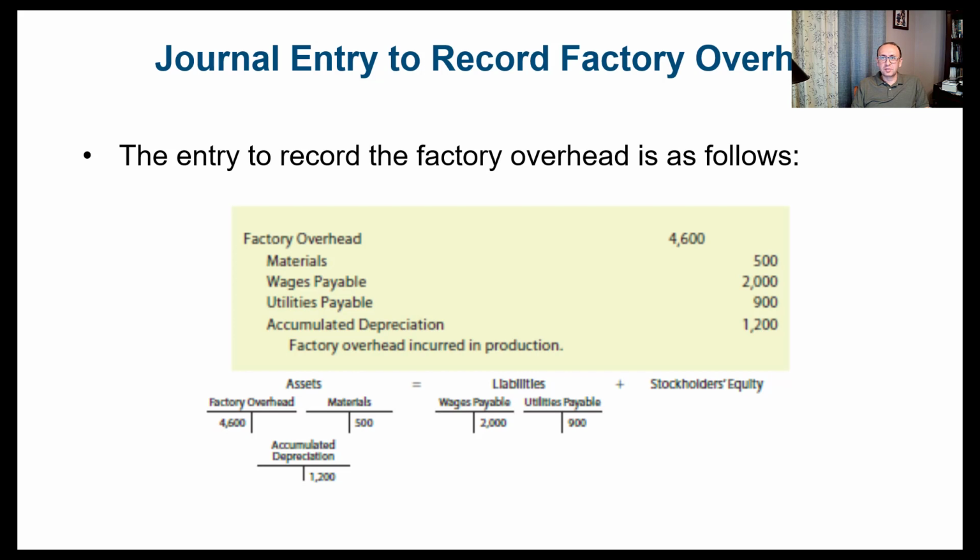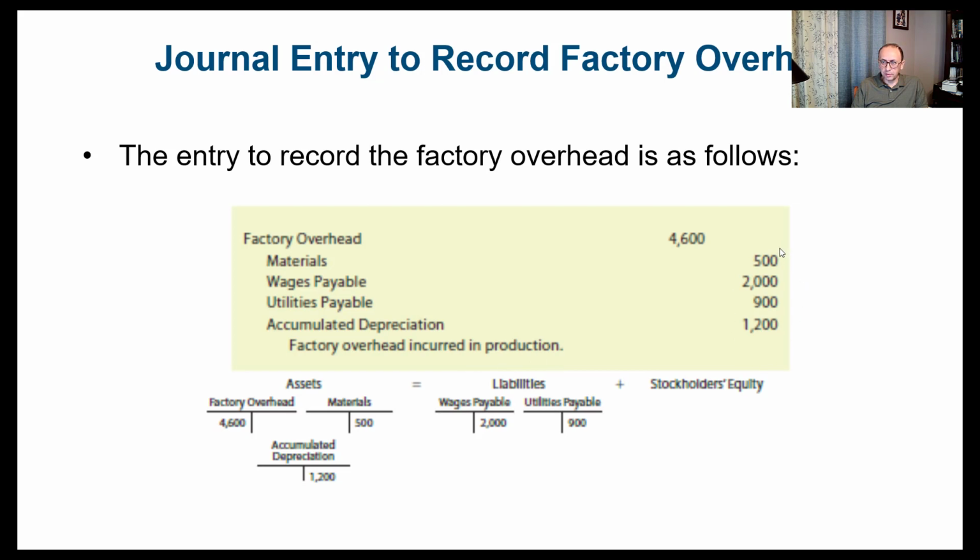Alright, so now let's see the journal entry to record the factory overhead. The entry to record the factory overhead would be as follows. We are going to debit the factory overhead and credit all the total of the things that represents the factory overhead. So we have material credited for $500, wages payable credited for $2,000, utilities payable for $900, and accumulated depreciation for $1,200. All of this would represent factory overhead incurred in production.